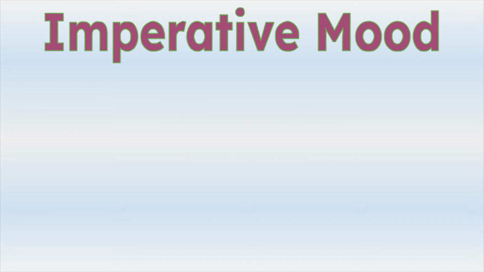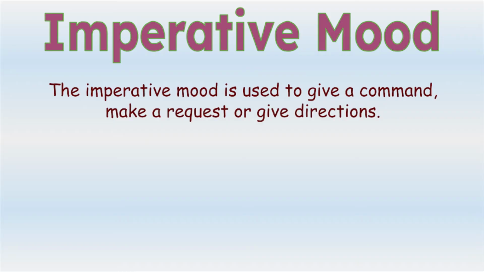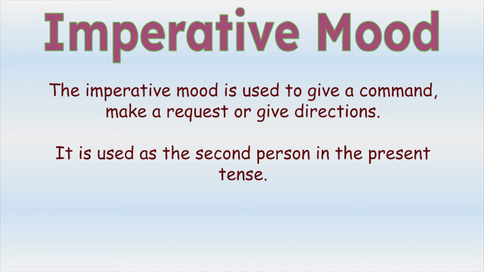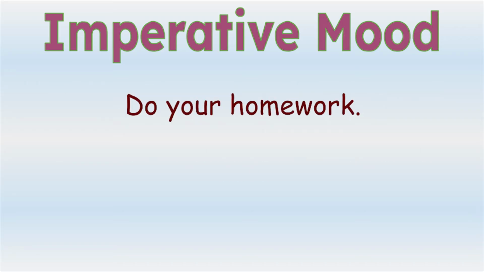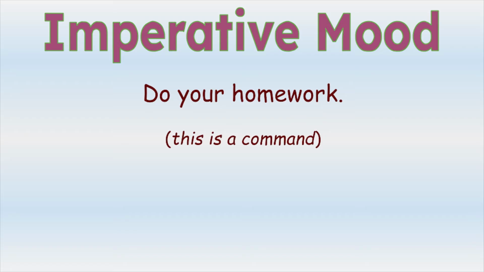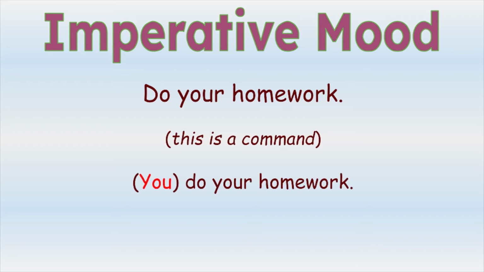Imperative mood. The imperative mood is used to give a command, make a request, or give directions. It is used as a second person in the present tense. Do your homework. This is a command. Notice this sentence is in the present tense and the subject, which is the second person you, is not stated, but it is implied. You do your homework.